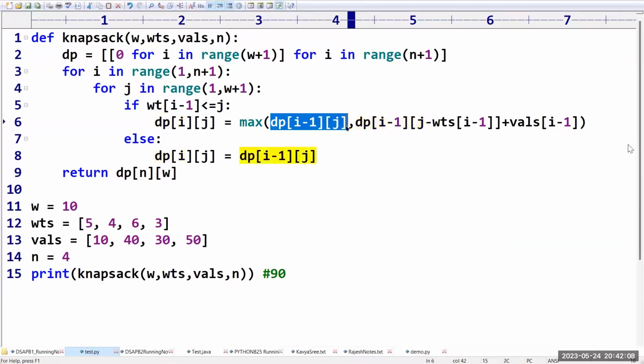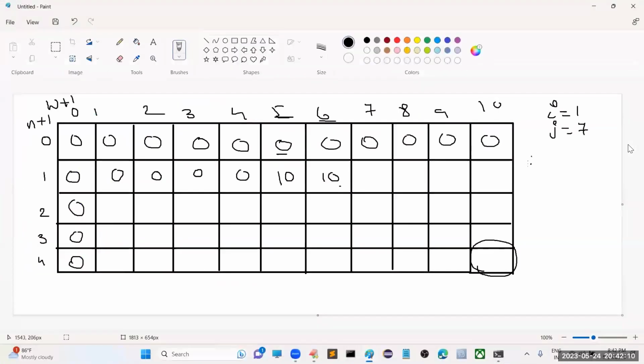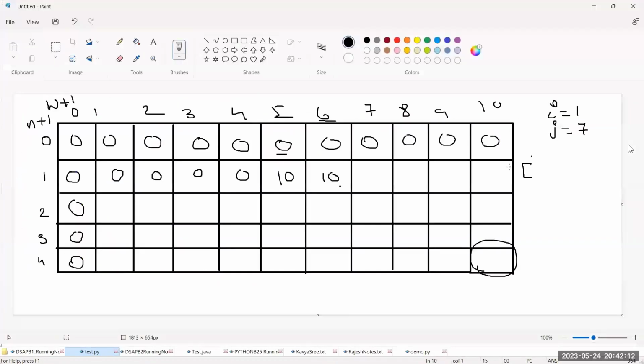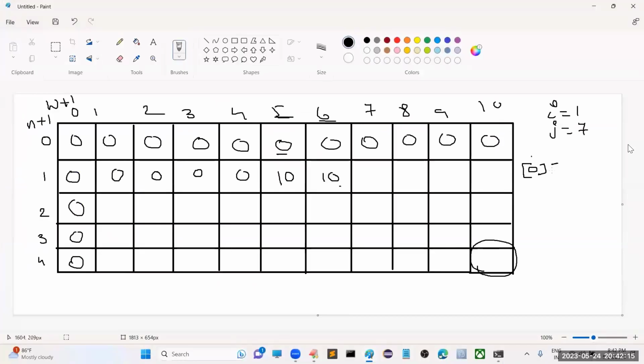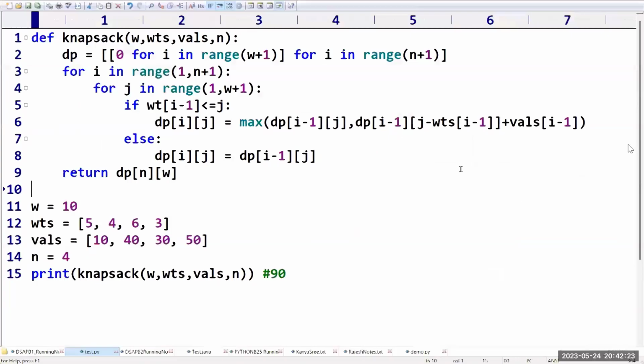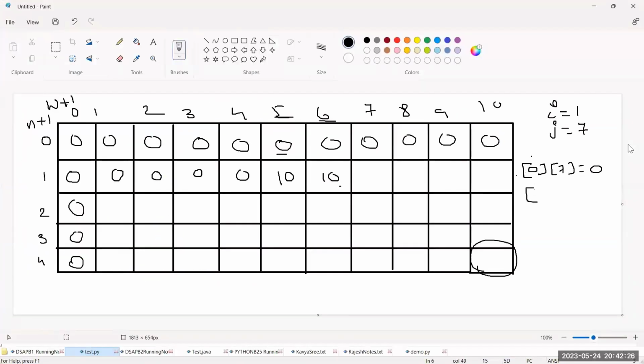So dp of 1, 7, we are updating this value. The first value is i minus 1, which is 0. The second value is j, so 0, 7. What is the 0, 7 value? The 0, 7 value is nothing but 0. So next, what we are doing, we are taking i minus 1, that is 0.